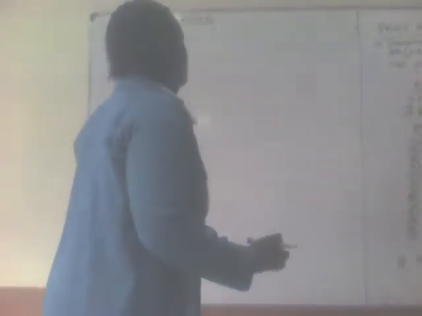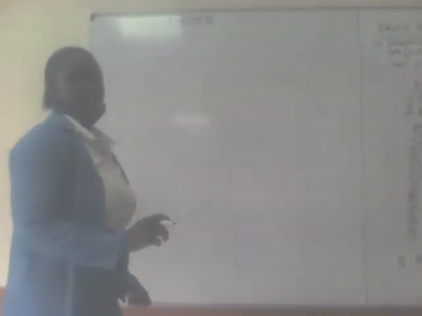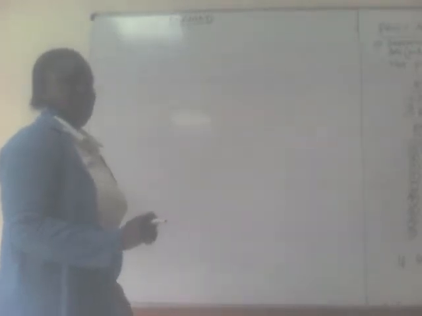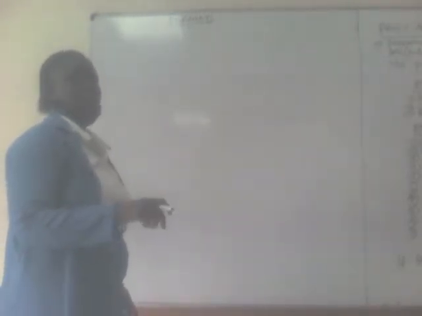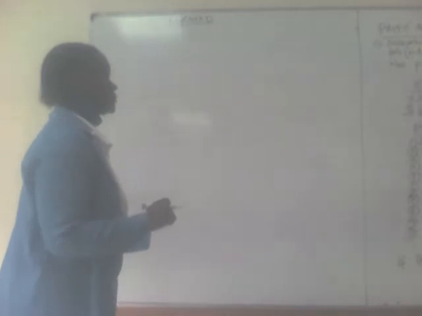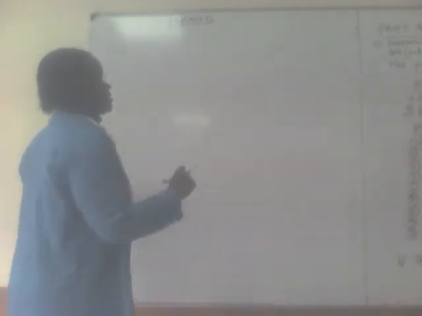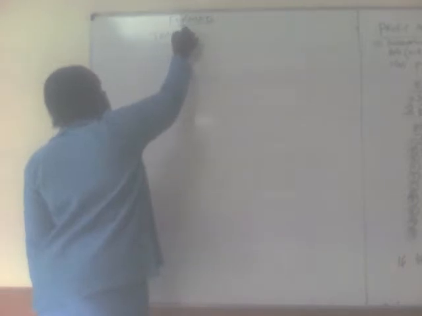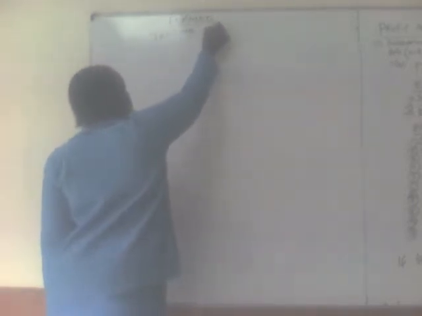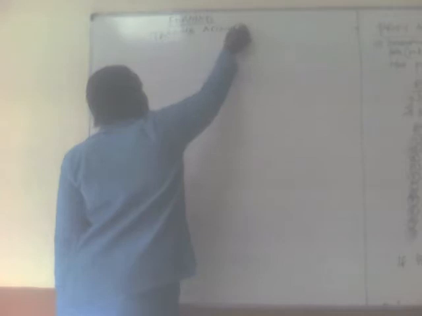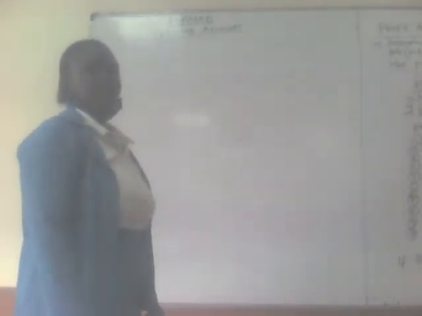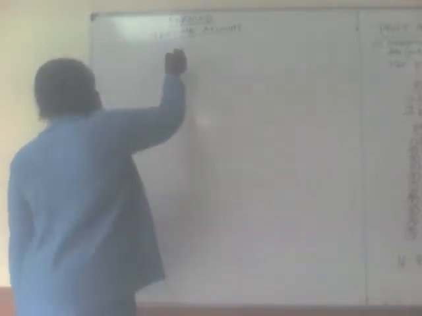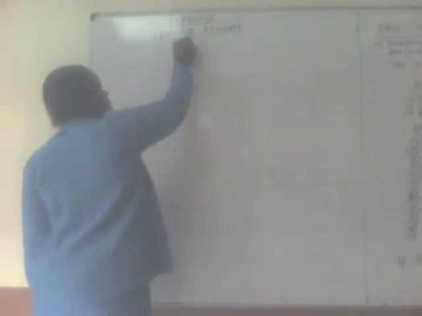We are going to look at the formats of the two statements. That's the trading account and the profit and loss account. Let us start with the trading account. The trading account, we start with the title. Title, that's the heading.